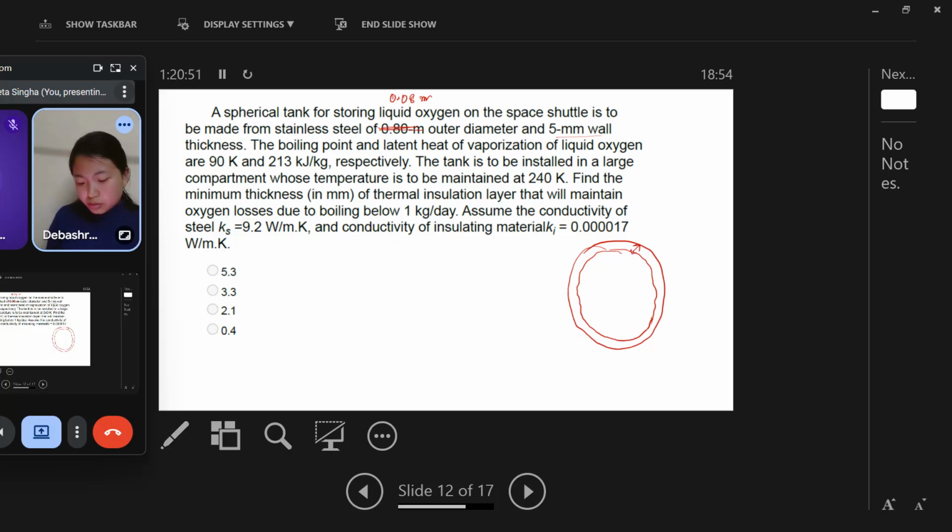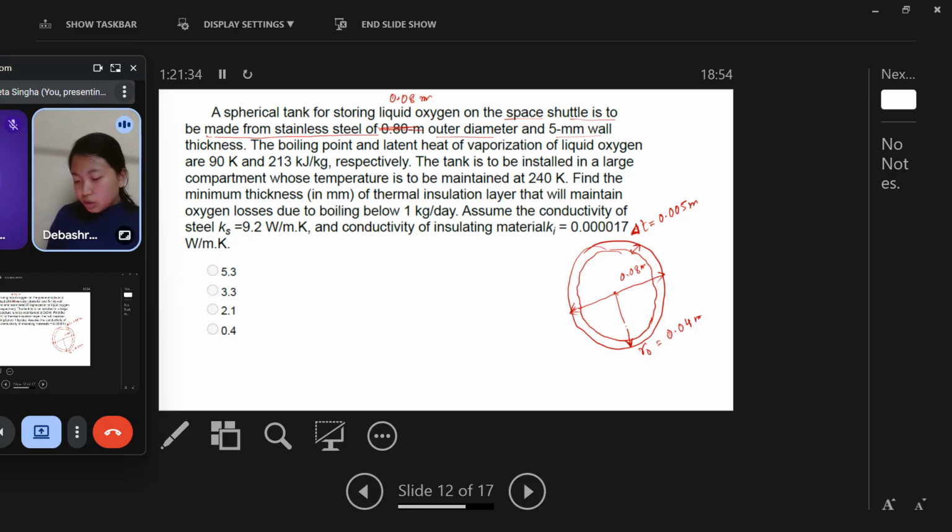So delta T is given as 5 millimeter, that is 0.005 meter. And this is to be made from stainless steel of outer diameter 0.08, that means this whole one. This is 0.08 meter. So the outer radius, how much will it be? R naught is equal to 0.04 meter.